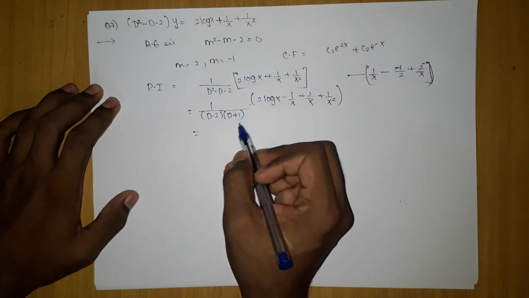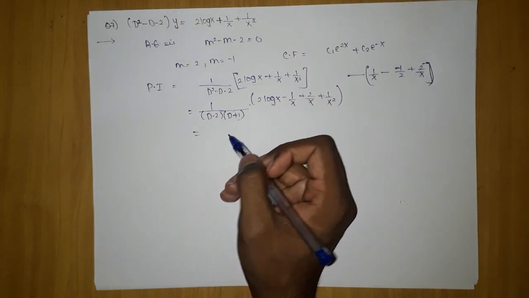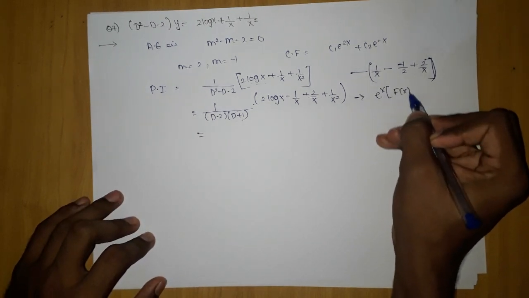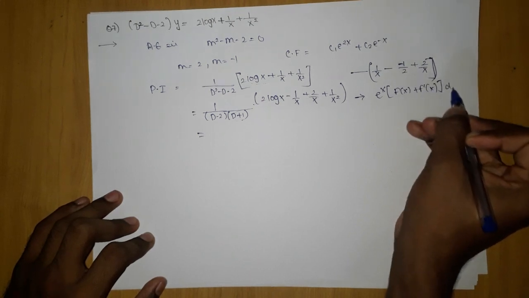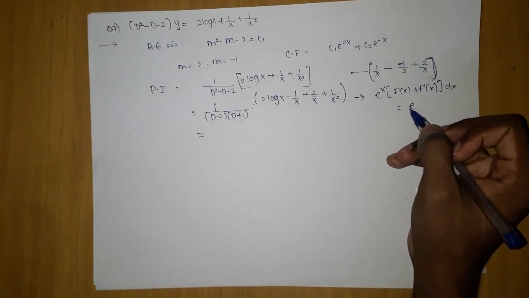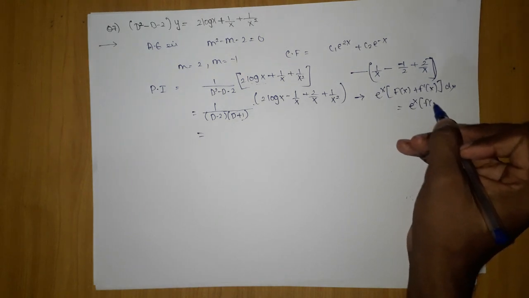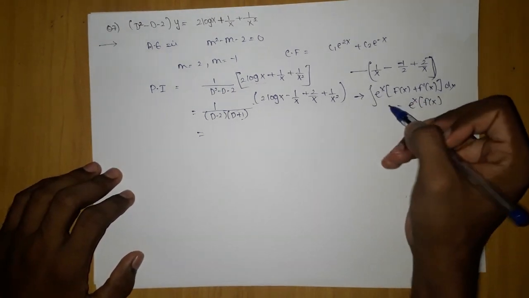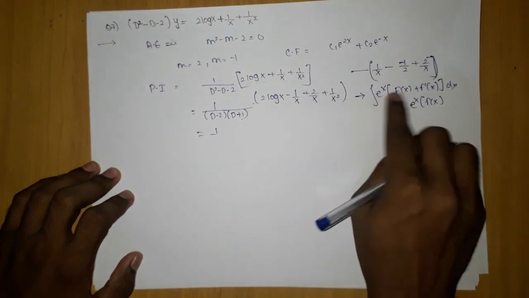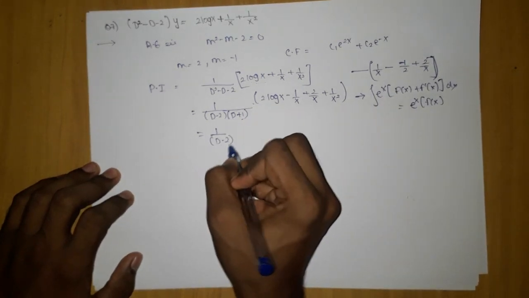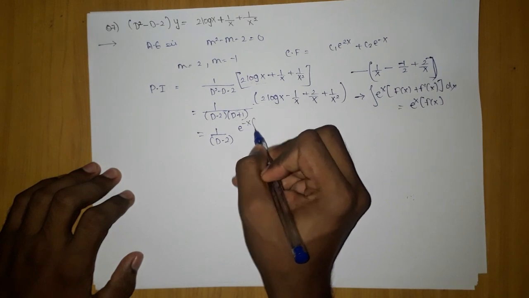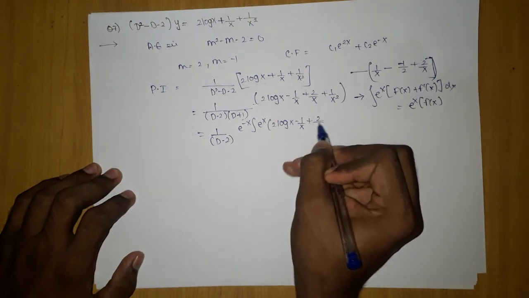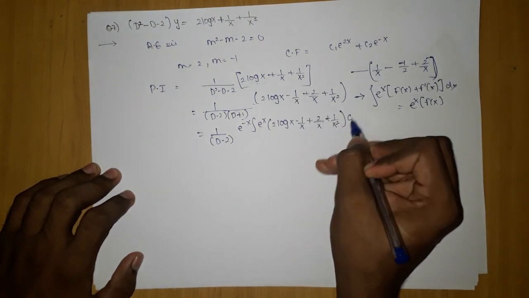So we are going to use this, because we know the integration formula: the integral of e to the power x into f of x plus f dash x into dx is nothing but e to the power x into f of x. You know this formula. So we are going to create this. We have to take 1 here, because 1 is there. We are not going to take D minus 2. e to the power minus x will be there, into e to the power x and 2 log x minus 1 by x plus 2 by x plus 1 by x square into dx.